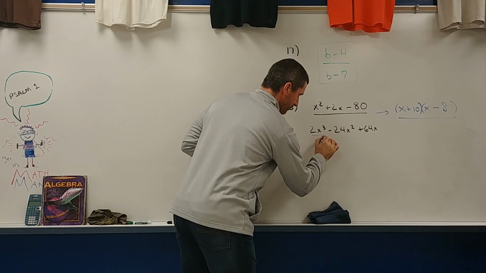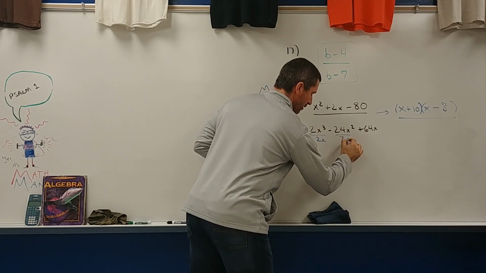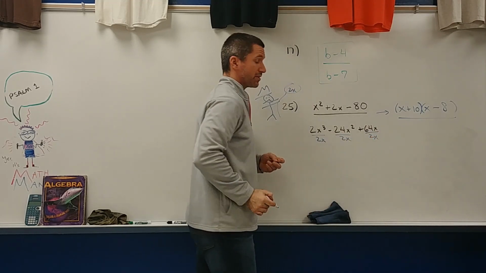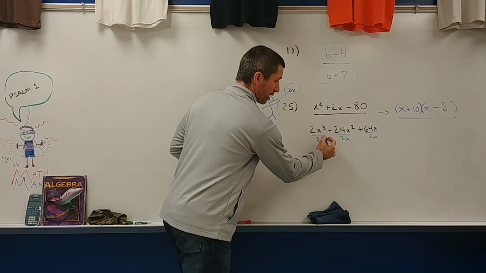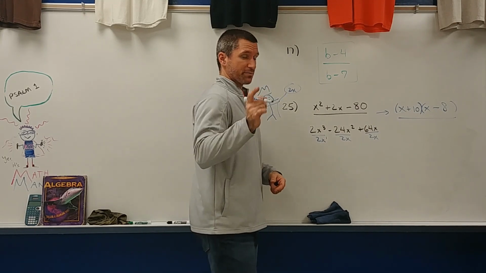I see a 2. I also see an x, so we're going to rope out a 2x. I want you to divide all those terms by 2x. I'm going to show it right here. I know that might look a little strange, but at least you see what I'm doing to each term. 2 divided by 2, 1. And the exponent property of quotient rule, 3 minus 1 of the exponent is x squared.